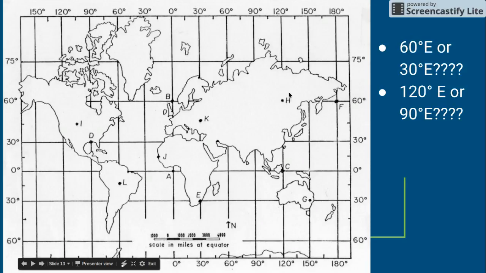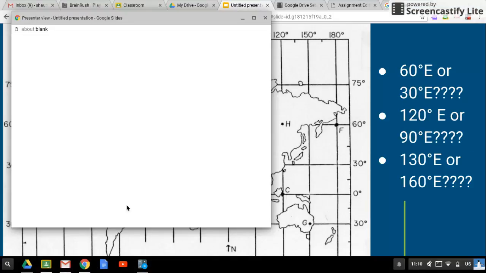Which one is more east, 120 or 90? Well, 120 is right here. 90 is right here. You can see that 120 is more east than 90. 130 degrees east or 160 degrees east, the bigger the number, the more east it is.